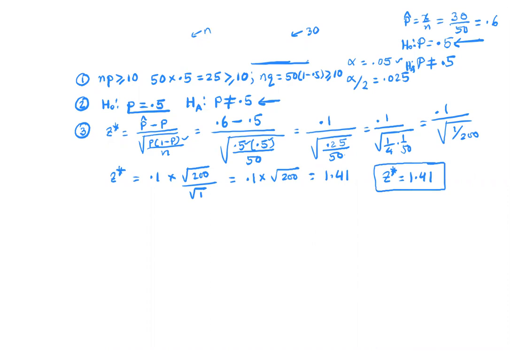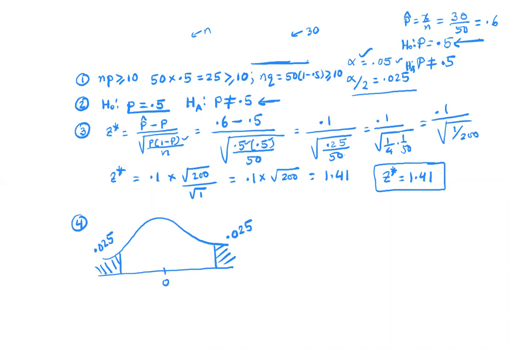Now, step number 4, I'm going to do critical regions. Now, remember here, your alpha is 0.05. You have to divide it by 2 because we are going to distribute that significance level between the two tails. So that's going to make it 0.025 on the right and 0.025 on the left, right? And we know that this value is negative 1.96. This value is positive 1.96.